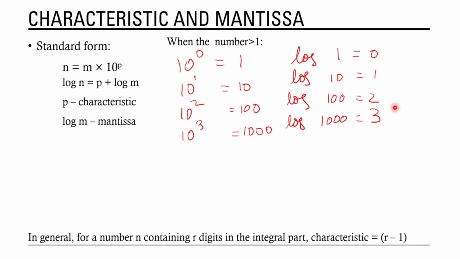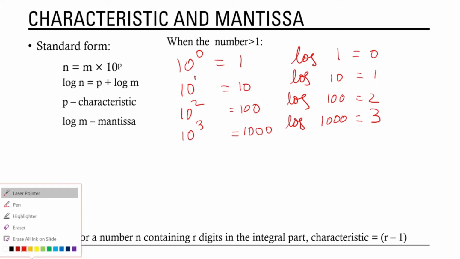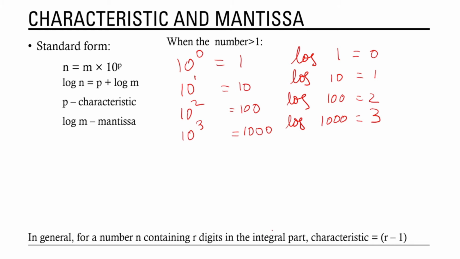So, how to find the characteristic of a number? In general, we can either write the given number in the standard form. If we find it difficult to write the given number in the standard form, we can find the characteristic using this property. In general, for a number n containing r digits in the integral part, the characteristic is equal to r minus 1.